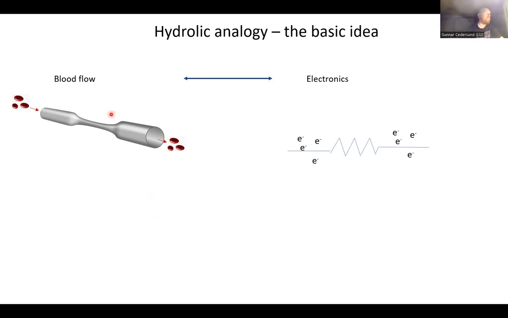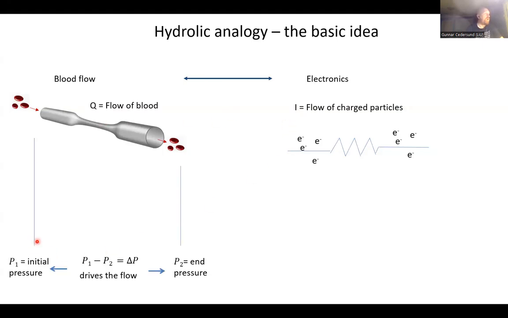But the basic idea is that you have some kind of blood flow here in a blood vessel. And in electronics, you have a flow of charged particles. In the beginning of electronics, you actually believed that there was some kind of fluid that was flowing before you understood about charged particles and electrons and so on. But the idea is that these are sort of corresponding concepts.